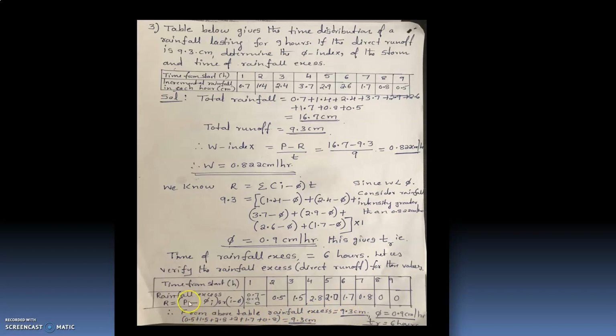But we have to calculate the time of rainfall excess. So only 6 times that rainfall occurs. So that is at 2, 3, 4, 5, 6, 7. So how many hours is that? 1, 2, 3, 4, 5, 6. So the time of rainfall excess is 6 hours. That is equal to PR.